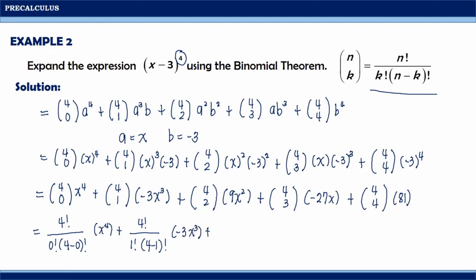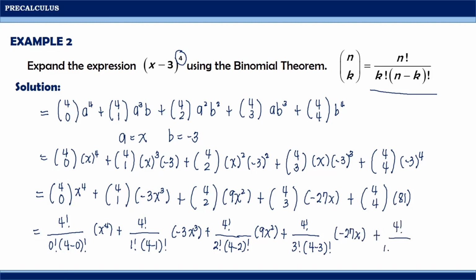plus, for this one, we're gonna have 4 factorial all over 2 factorial times 4 minus 2 quantity factorial times 9x squared plus 4 factorial all over 3 factorial times 4 minus 3 quantity factorial times negative 27x plus 4 factorial all over 4 factorial times 4 minus 4 factorial times 81.